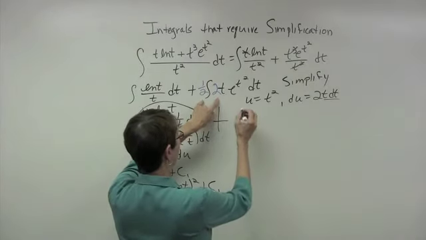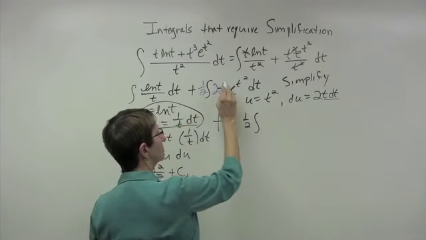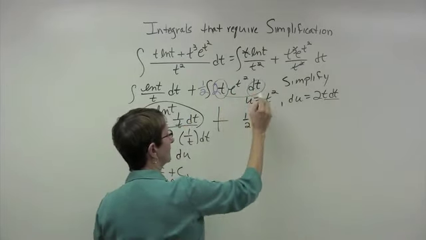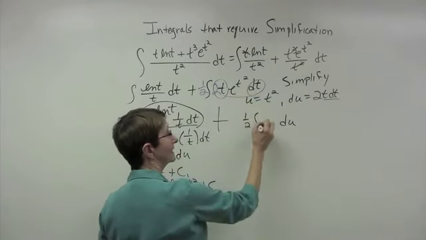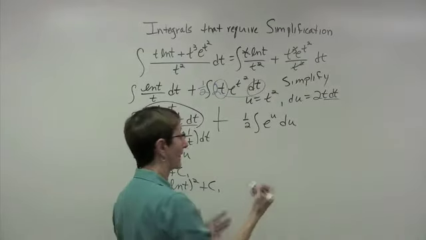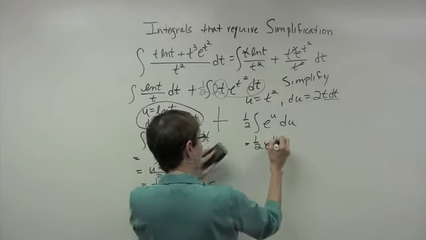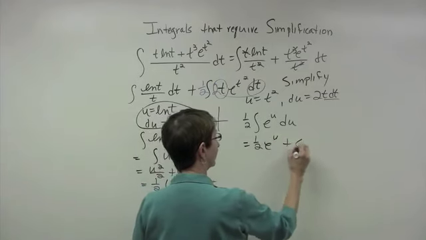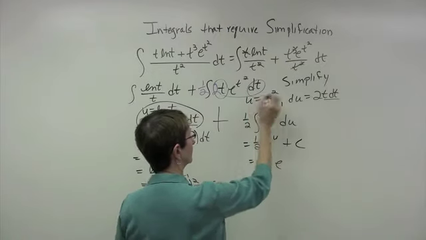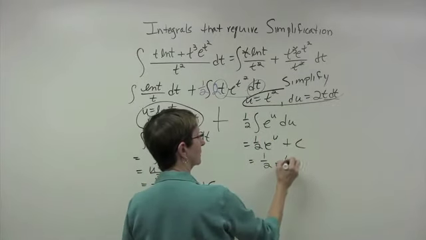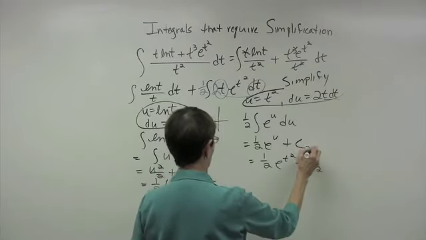So I have 1/2 the integral, and my 2t and my dt are the du. And what's left here is e to the u. So the antiderivative of that would be 1/2 e to the u plus c, or 1/2 e to the t squared plus c, and let's call this c2.